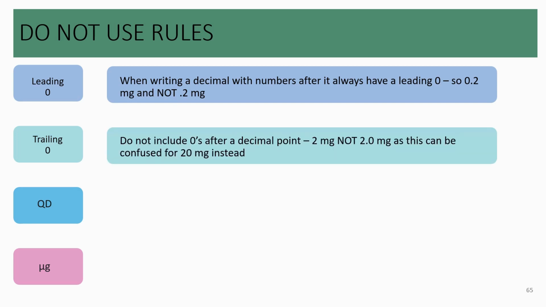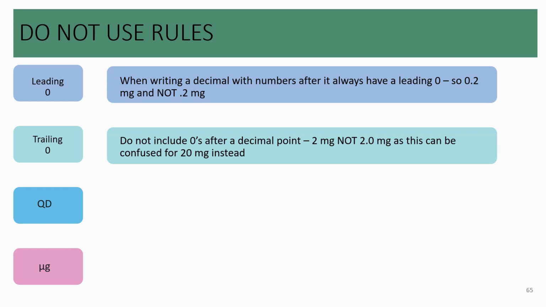On the flip side, if there are zeros after a decimal point, we really don't need to include those. And in fact, we could often give medications in the wrong dosage for the patient. So if you mean 2 milligrams, you're just going to write the number 2 followed by mg. We're not going to write 2.0 because if somebody confuses that with 20, again, we're giving them 10 times the dose, and that isn't really what the patient needs.